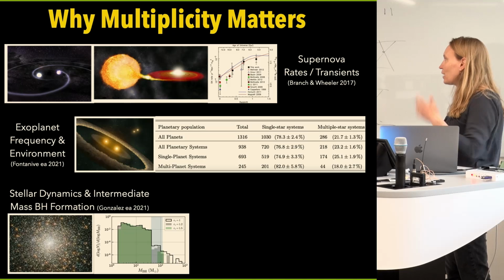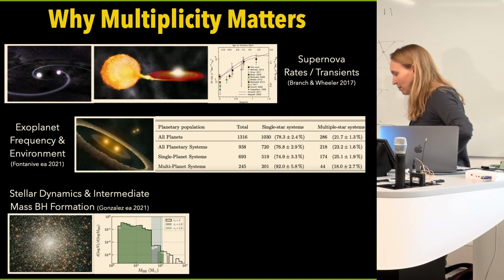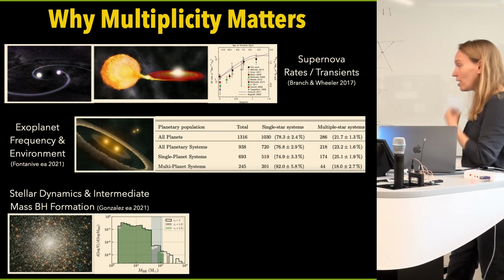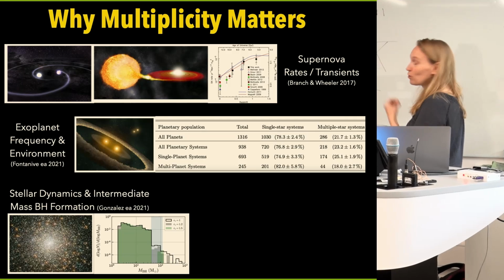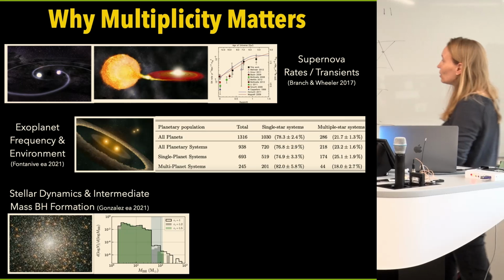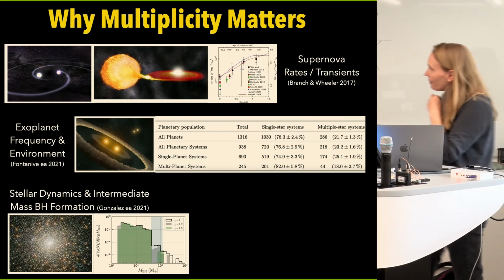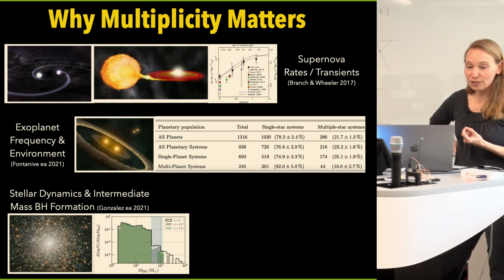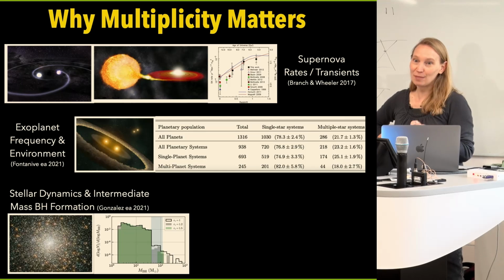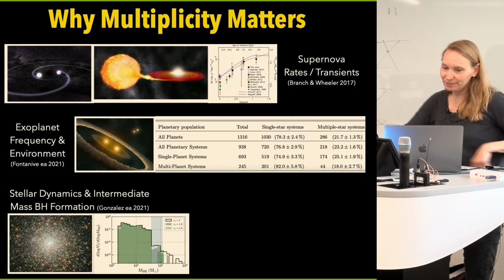In particular, stellar dynamics is influenced by the multiplicity of the cluster, because these systems store a huge amount of potential energy, which you can extract or store and thus modify the evolution of the cluster and its properties. There's been some recent work suggesting that stellar multiplicity in dense clusters might be critical for the formation of intermediate mass black holes through stellar collisions, so that's pretty intriguing.